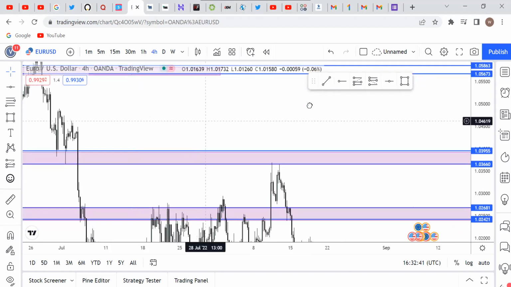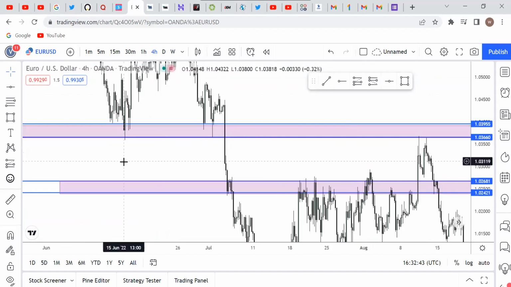So tomorrow our lesson is going to be how do we take advantage of support and resistance lines. That means tomorrow we are going to combine trend lines and support and resistance lines.